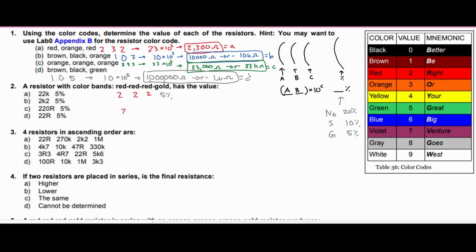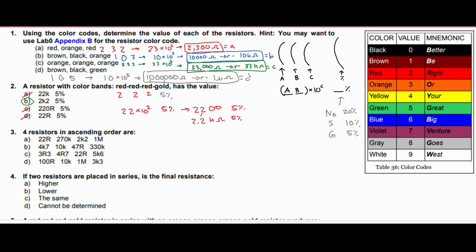Now when we rewrite this, we're going to have 22 times 10 squared, and then our 5%. So when we write this out, we're going to have 2200 with a 5%. This can also be written as 2.2 kilo ohms of resistance with our 5%. So it's not 22K, it's not 22R, and this R is just for resistance. It's not 220, so it has to be B. Our answer is going to be 2K2 with a 5%.